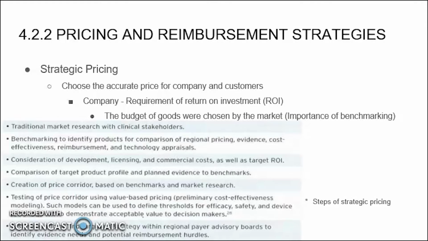And the most important thing is the benchmarking and also research the market, which product the hospital need in biomedical field, for example. And there's also step that I put it on the screen that as you can see. But again, the most important thing is market, research the market. So what customer need from the company and how they satisfy with the products.